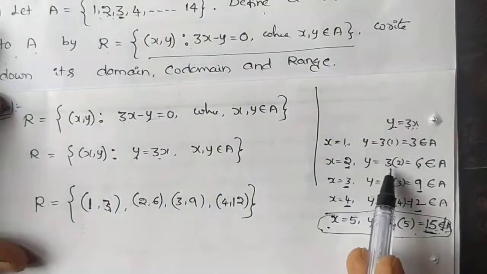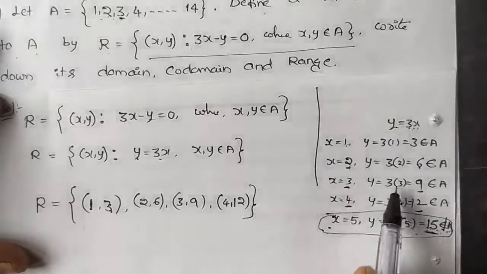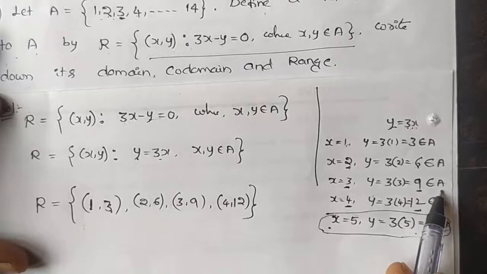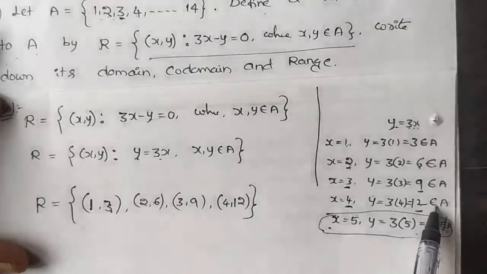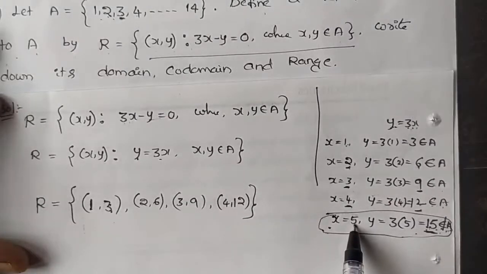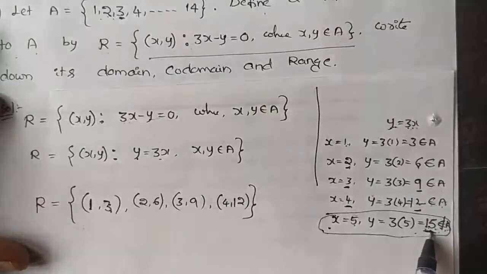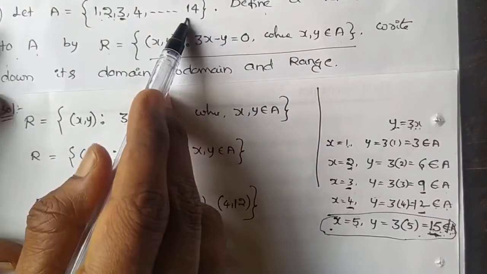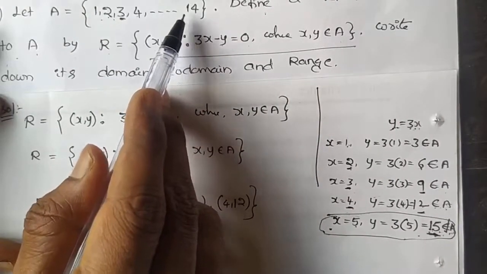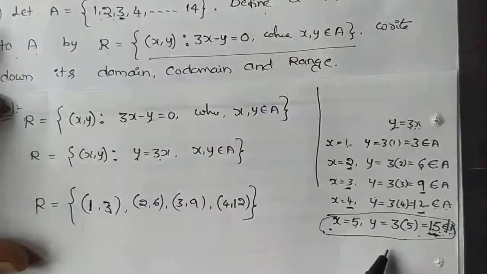Next, for 2, y equals 3 into 2, which is 6, and it belongs to the set A. 3 into 3 is 9, which belongs to the set A. For 4, y equals 3 into 4, which is 12, and it belongs to the set A. If we take element 5, then we will get 15, but 15 is not there in the given set. So we have to stop there itself.